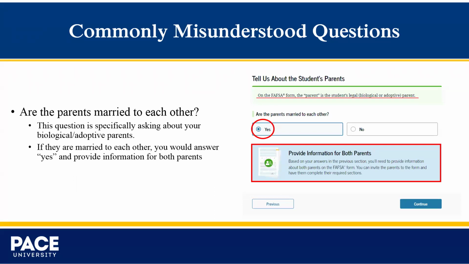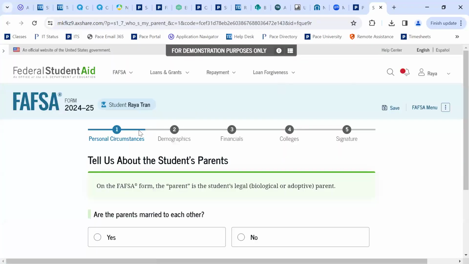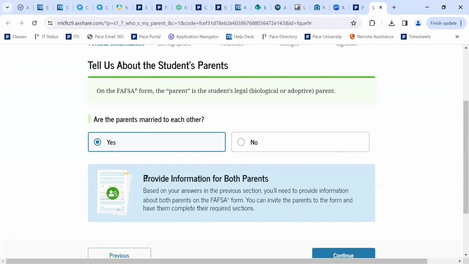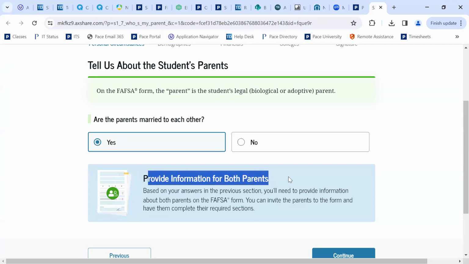Our next question causes a lot of confusion for our families as well. I'm going to navigate this question in real time so you can see how this question filters out the information that should be provided on the FAFSA. When the FAFSA asks about the student's parents, they're referring to the student's biological or adoptive parents. So the question is, are the parents married to each other? If they are married to each other, you answer yes, and FAFSA says provide the information for both parents.